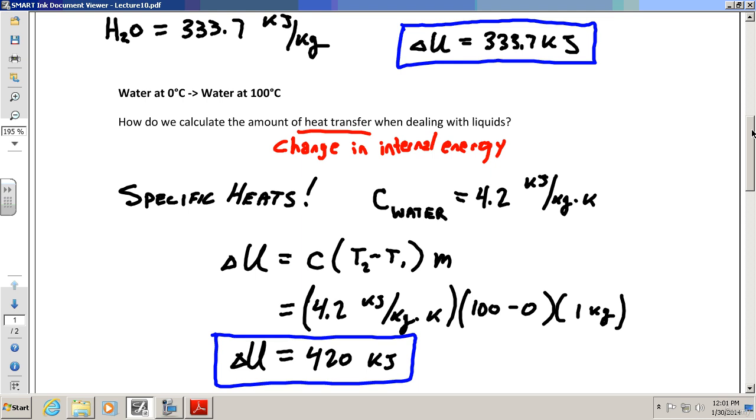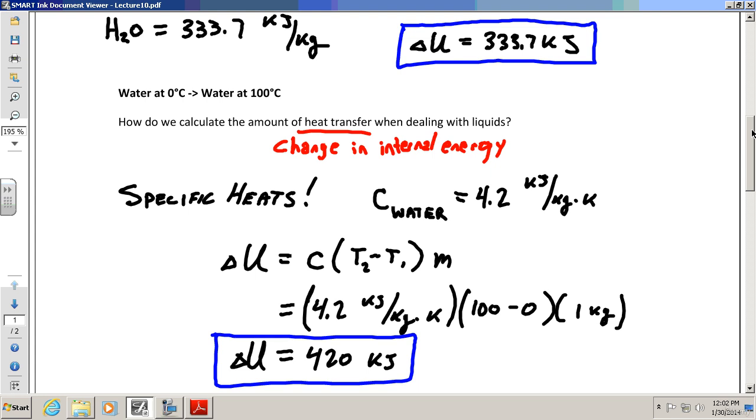Whenever we're dealing with liquids and solids, there is no other way. We have to use specific heats. There is no other way to get the change in internal energy. So anytime you see a problem, and we're going to see some starting next week and over the next few weeks, that involves liquids and solids, it's specific heat, specific heat, specific heat. You need to use it. There's almost no way to escape it.